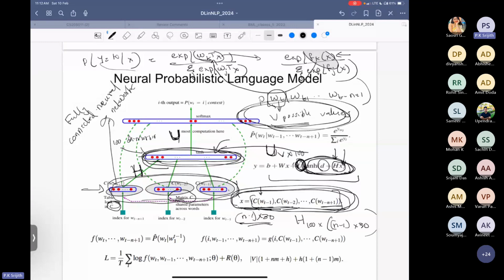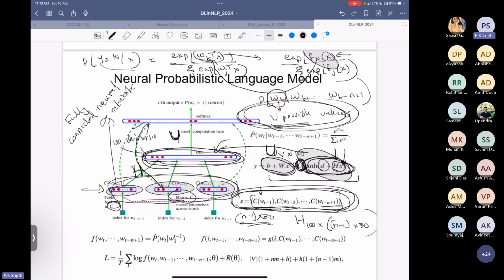In addition to the standard feed-forward neural network operation, they also have a skip connection where they try to predict the output directly as a linear function of input x. That is the additional skip connection that they maintain. But essentially this is what this neural probabilistic language model is doing.